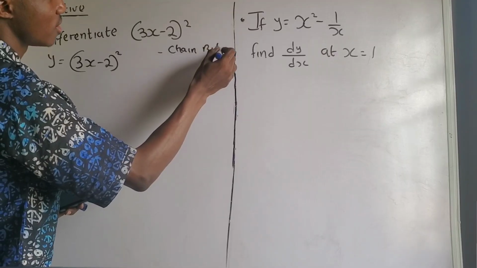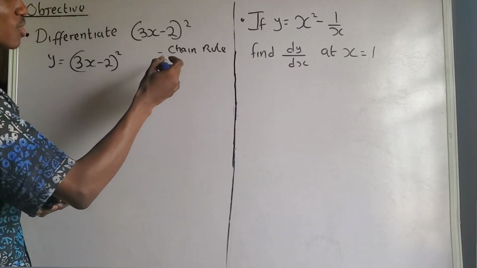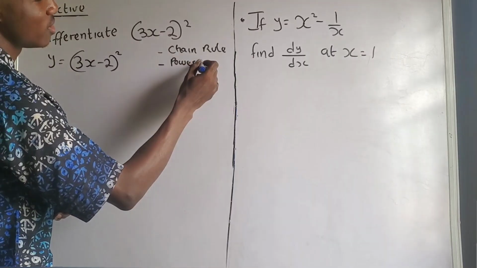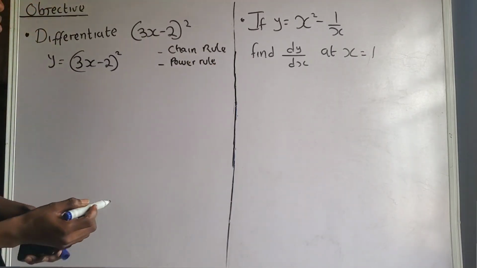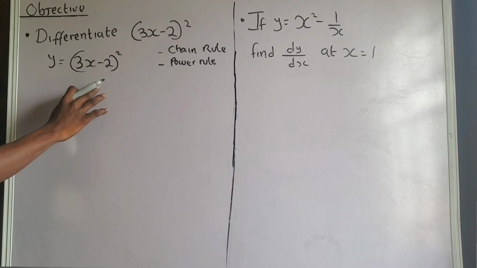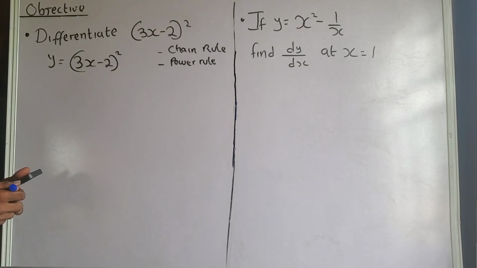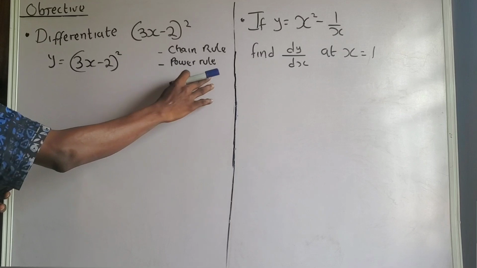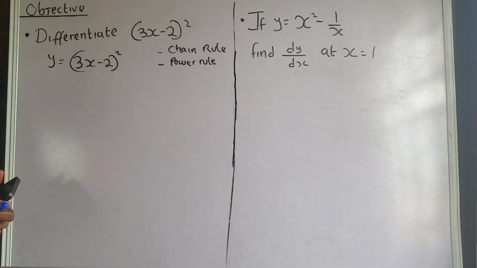And you can also use another rule known as power rule, or polynomial rule. You understand? So you can use any of the two methods, but I'm going to make use of the two methods. So master any of the methods. But for this type of question, a more excellent way to do it is to use chain rule. Because for power rule or polynomial rule, you have to expand.